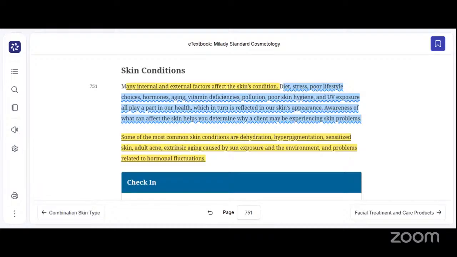Hyperpigmentation. This is what people deal with. Hyperpigmentation is going to be dark spots. Sensitized skin, that's sensitive skin. Adult acne, as I stated before, sometimes you never go through acne in high school, you're a young adolescent. But as soon as you hit adulthood, in those 20s and 30s, that's when you start to develop acne, and it's called adult acne.